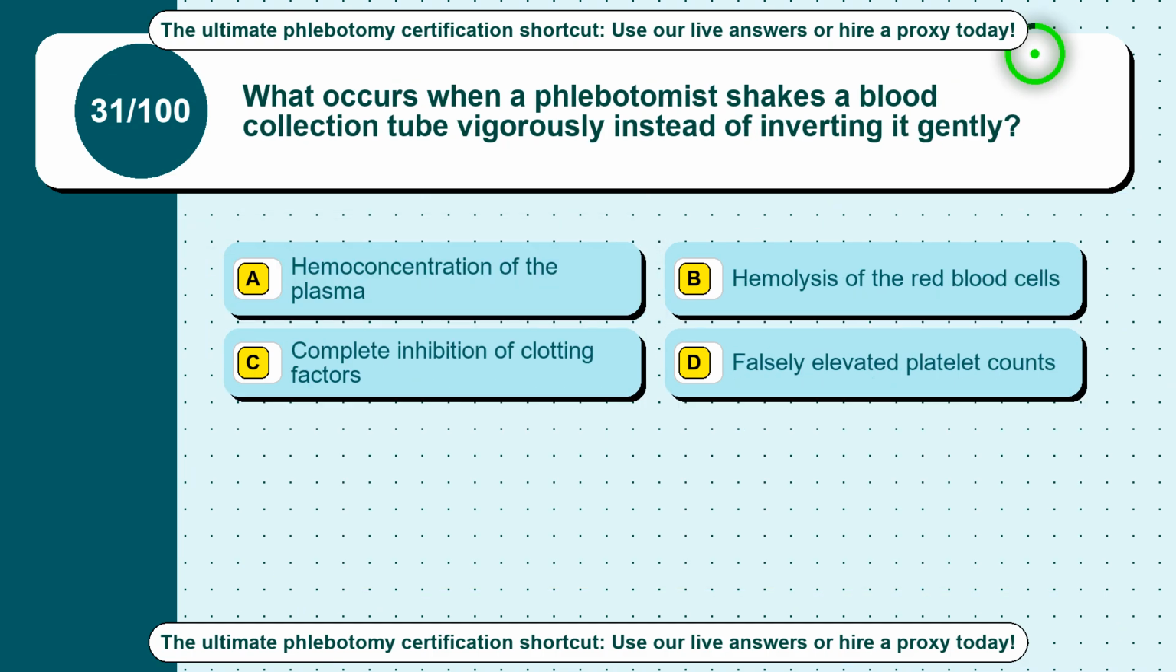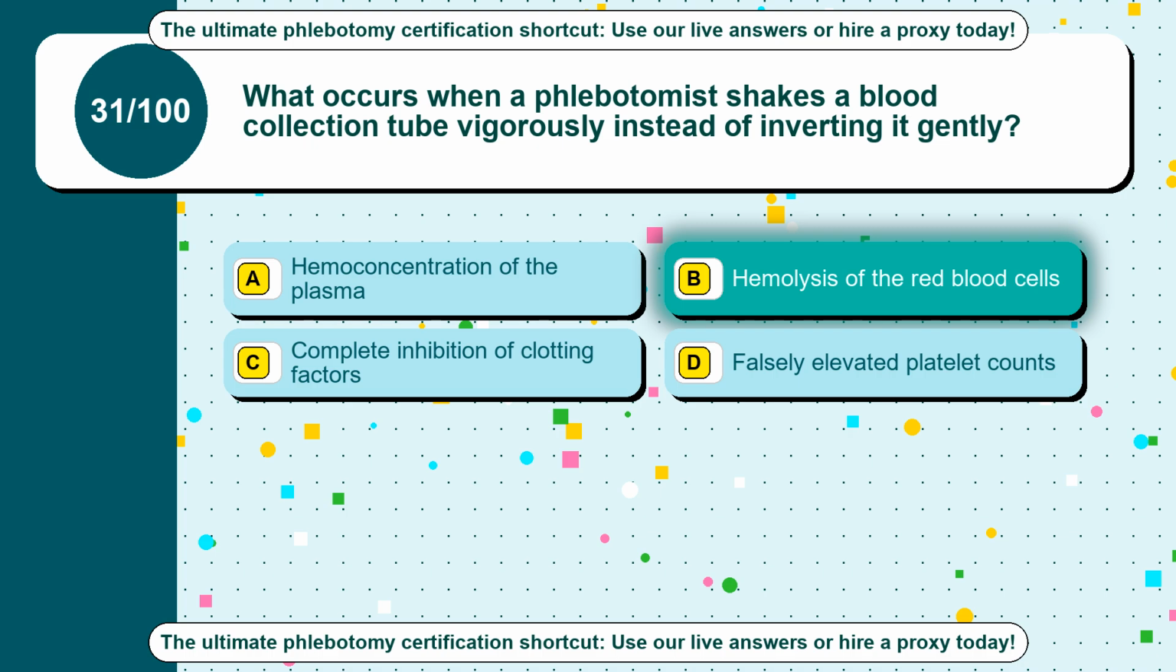Question 31. What occurs when a phlebotomist shakes a blood collection tube vigorously instead of inverting it gently? Option A, hemoconcentration of the plasma. Option B, hemolysis of the red blood cells. Option C, complete inhibition of clotting factors. Option D, falsely elevated platelet counts. The correct answer is option B, hemolysis of the red blood cells.